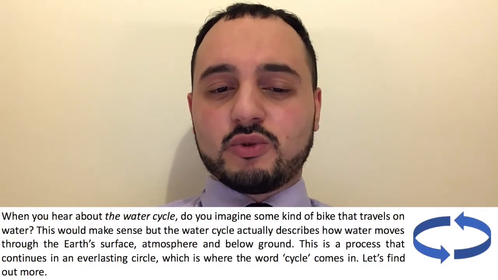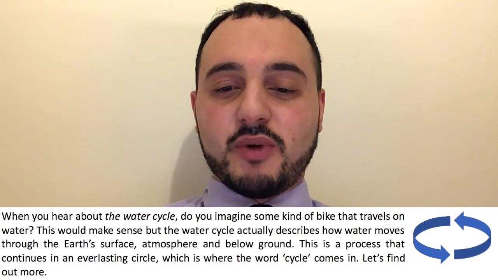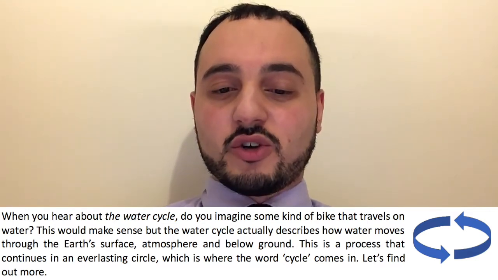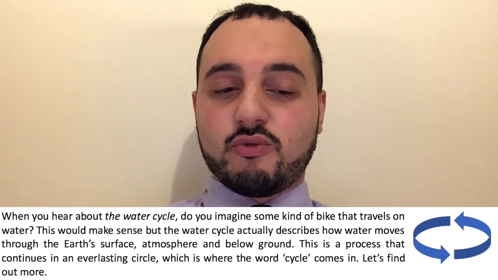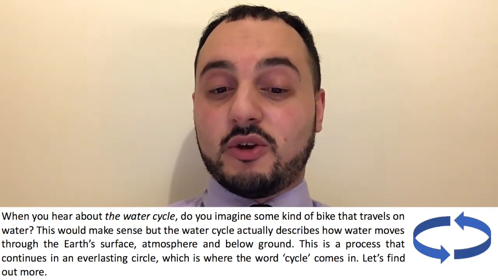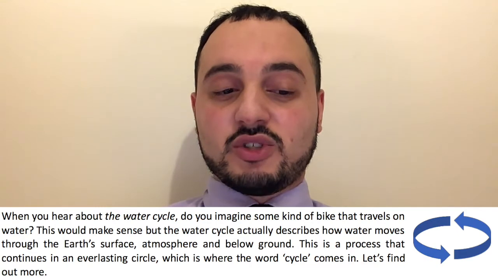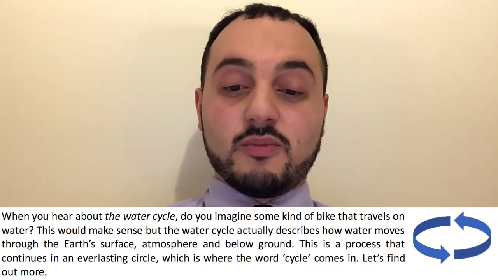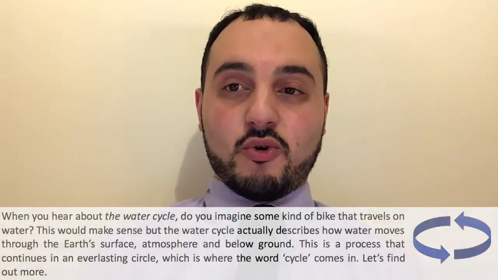When you hear about the water cycle, do you imagine some kind of bike that travels on water? This would make sense, but the water cycle actually describes how water moves through the Earth's surface, atmosphere, and below ground. This is a process that continues in an everlasting circle, which is where the word cycle comes in. Let's find out more.